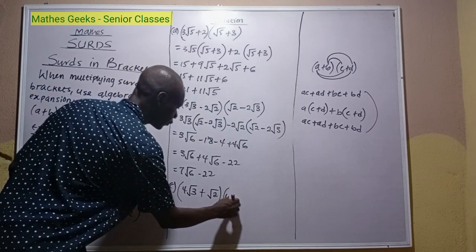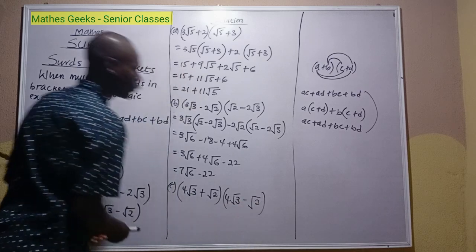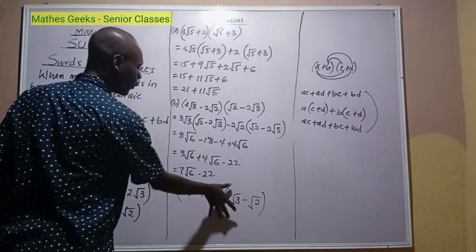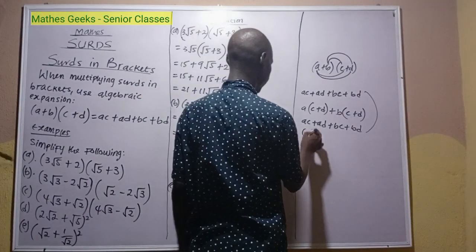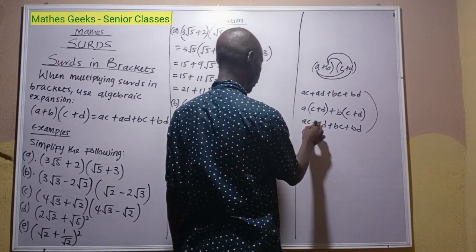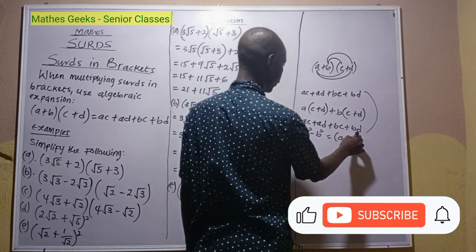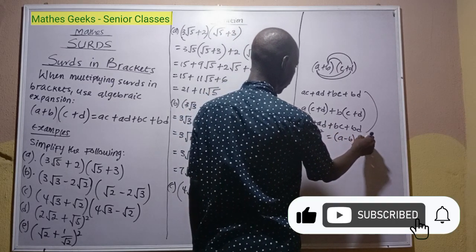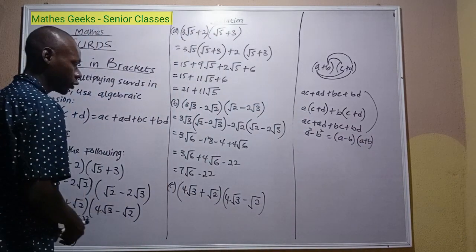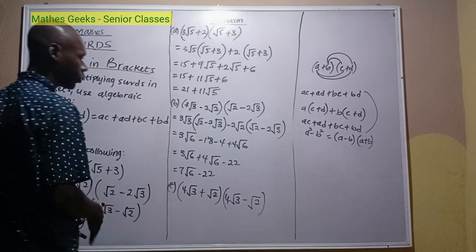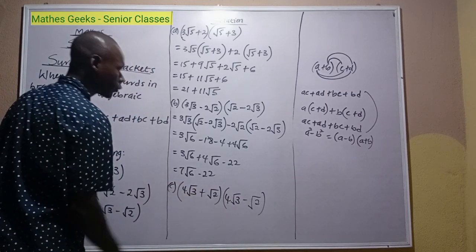4 root 3 minus root 2. From what we can see, this is simply a difference of two squares. Difference of two squares is when you have a squared minus b squared, which is equal to a minus b times a plus b. That's just what it is. So we can simplify, or we can just square what we have here.